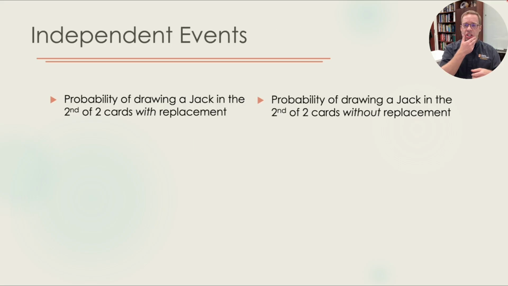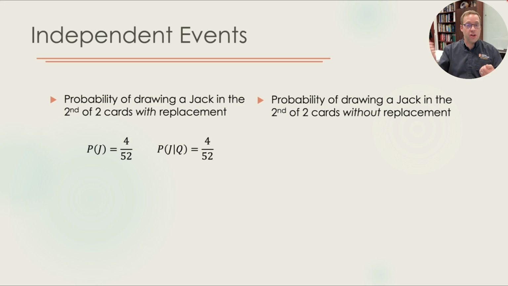Now, let's look at these two events here. First, what's the probability of drawing a jack in the second of two cards with replacement? Meaning you draw a card, you've got it, you put it back, draw a second card. What's the probability that the second card is going to be a jack? Well, what's the probability of drawing a jack? There are four jacks in the deck of 52 cards.